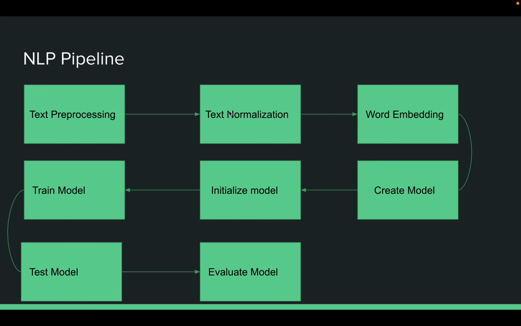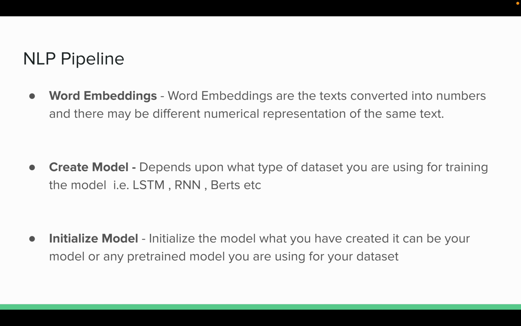Now the fourth step is to create a model. After you have done the text pre-processing step, the normalization of that text, and converted that text into numerical form, you have done these three steps. Now you have to build and create a model. The model can be anything, whether you are building an RNN model, a deep learning model, an LSTM model, long short term memory, or a recurrent neural network, or a pre-trained model. It depends upon you what type of model you are using, whether you are creating your own model or using a pre-trained model.